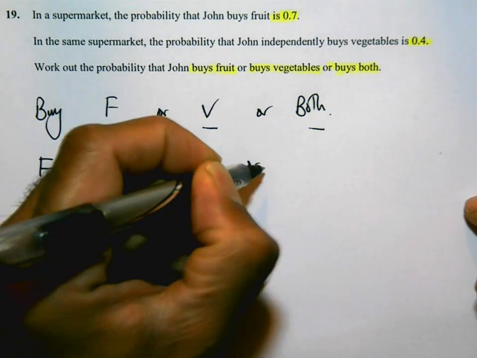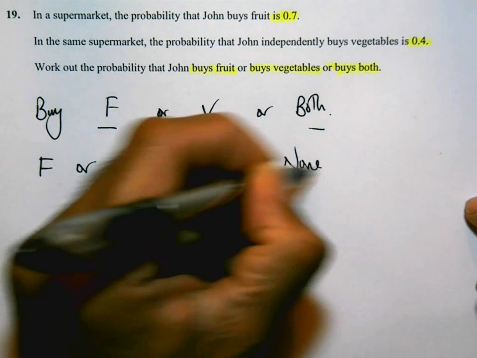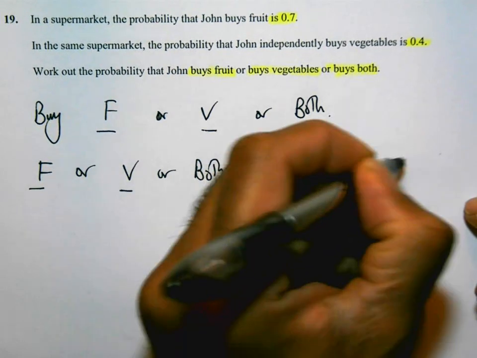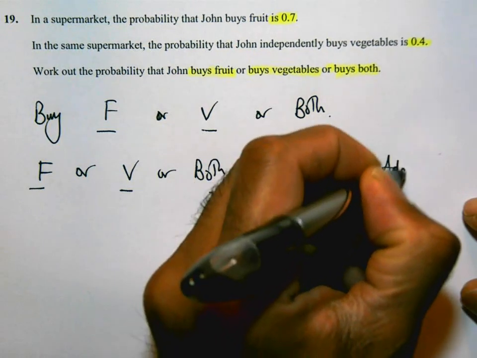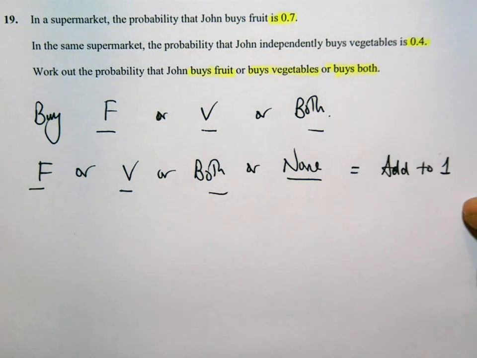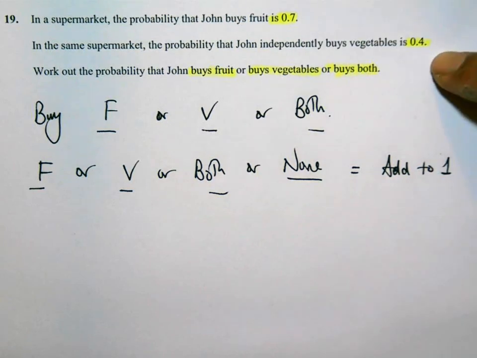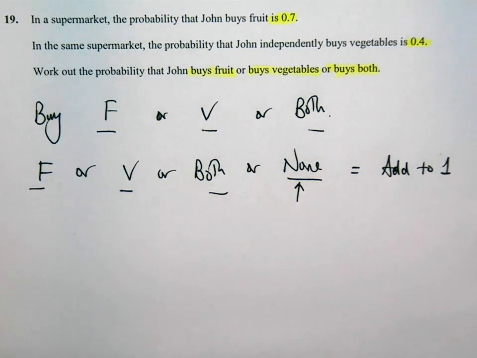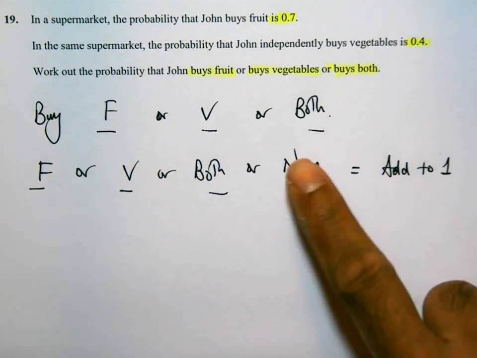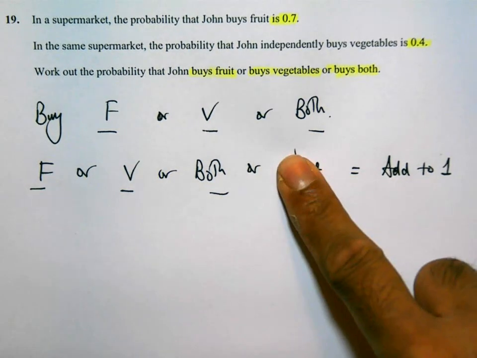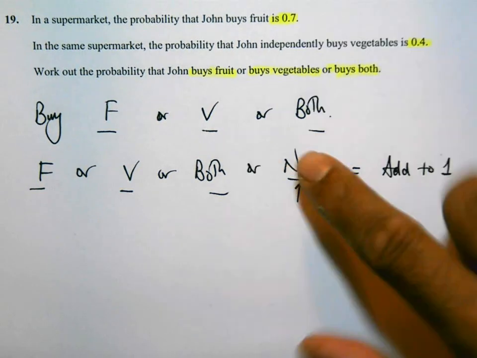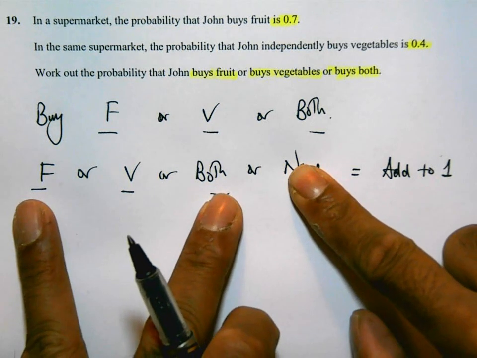If you think about the probability for him buying fruit or vegetables or both or none, those probabilities add to 1. And from the information they've given, I can use that to work out the probability that he buys neither fruit nor vegetables. If I could work that out and then take it away from 1, I could therefore work out the probability that he buys fruit, vegetables, or both.